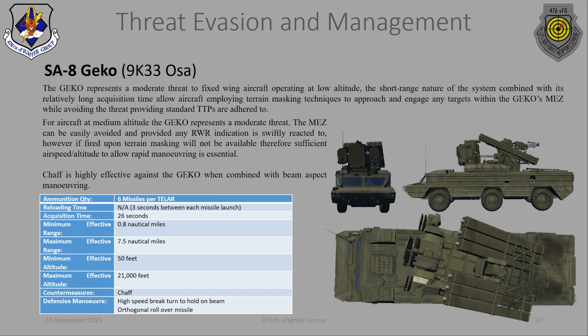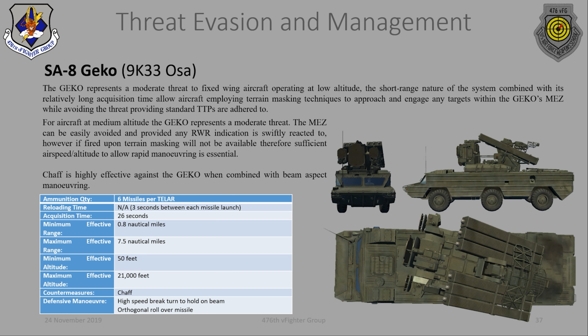Acquisition time, much like the SA-6, is high: 26 seconds in the case of the 8, so you've got exactly the same tactics you deploy against it if you come in at low altitude. If you can pop up into its threat circle without it detecting you, you've got 26 seconds before it can shoot at you to either engage your target or engage it. Max range out to about 7.5 nautical miles, but it can engage all the way down to 50 feet. So it's quite a low altitude system.